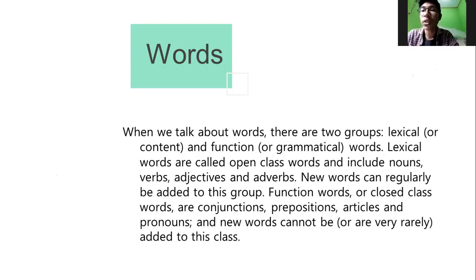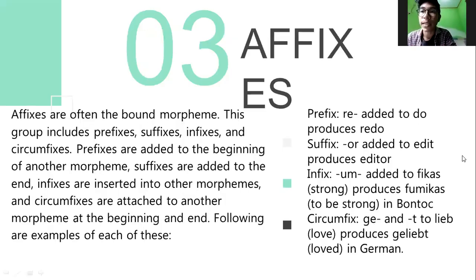Okay, so talking about words, there are two groups, lexical or content words and function or grammatical words. Lexical words are called open class words and include nouns, verbs, adjectives, and adverbs. Function words, or closed class words, are conjunctions, prepositions, articles, and pronouns. And new words cannot be, or are very rarely, added to this class. Next.